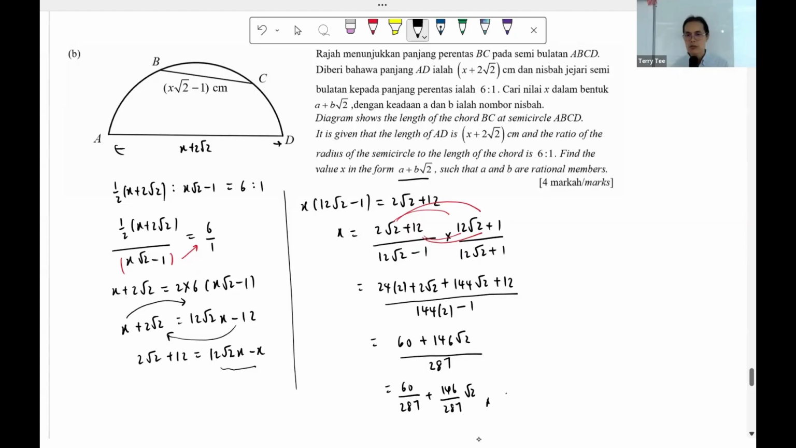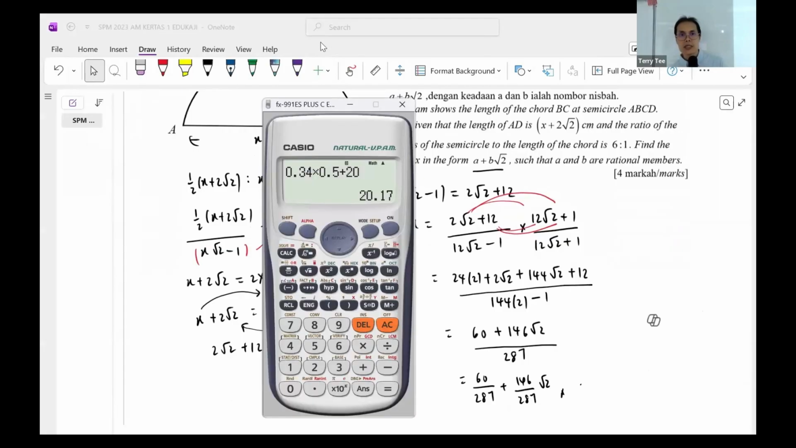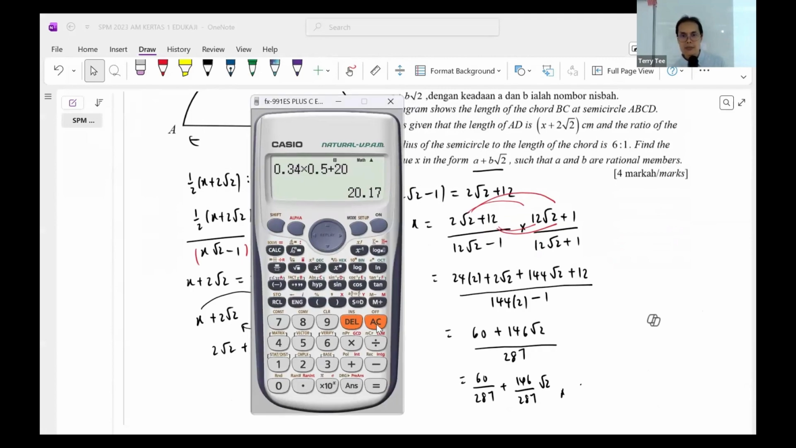Now, anytime you're not sure whether your answer is correct or wrong, we can use our calculator. Let me just show you how to use a calculator here. Even if you have the latest one, the latest calculator can do this. Let's say I'm taking this (2√2 + 12) divided by (12√2 − 1). As you press equals, you cannot get exactly the form, but remember what this number is.